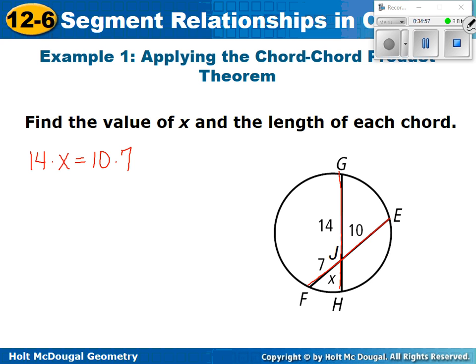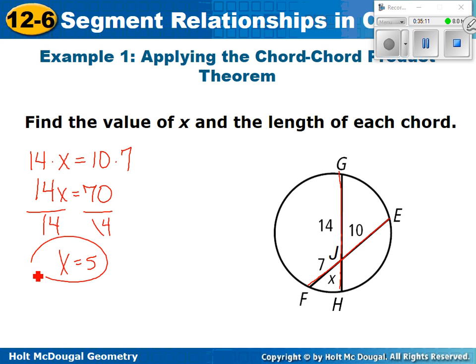All right, what do I do here to solve? 14x equals 70, and then to solve for x, x is equal to 5. And it just said find x, but it also said to find what else? The length of each chord. What are the chords in this picture?